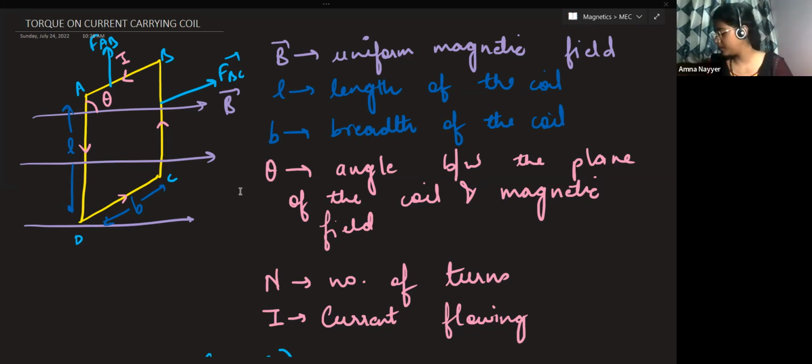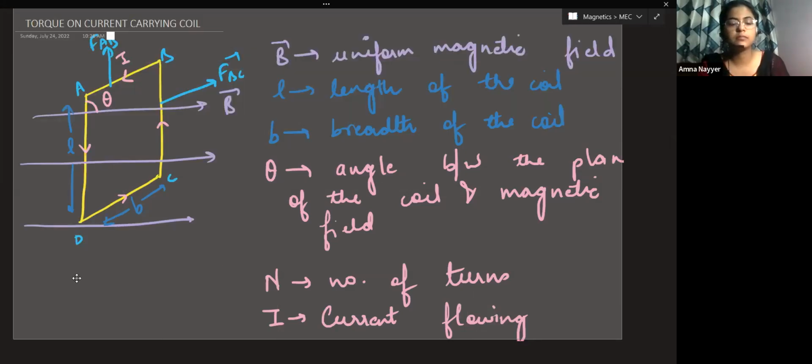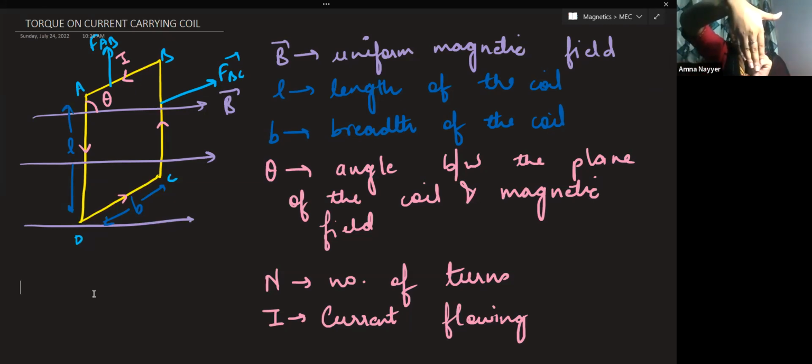See, listen carefully. This is the direction of flow of current right now. You get it? This is the direction of flow of current. So how can I keep my fingers? I can either keep them like this, or like this, or like this, or like this. These are the 4 possible directions for the flow of current.